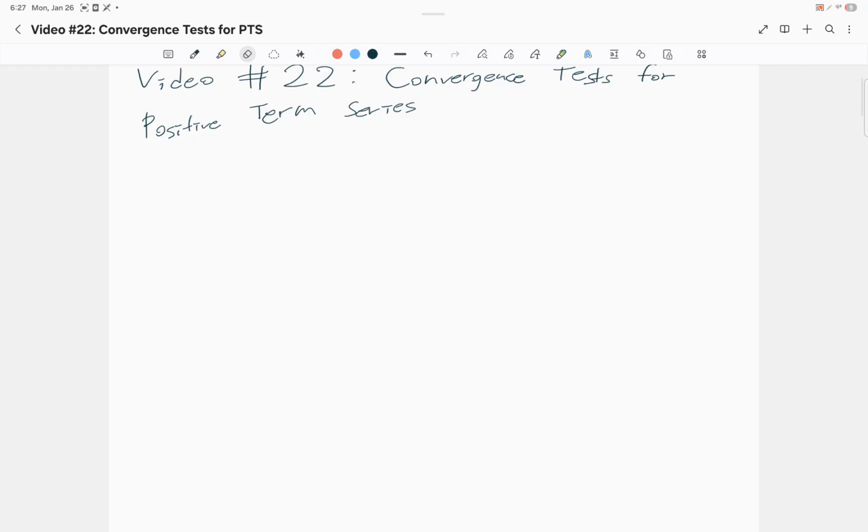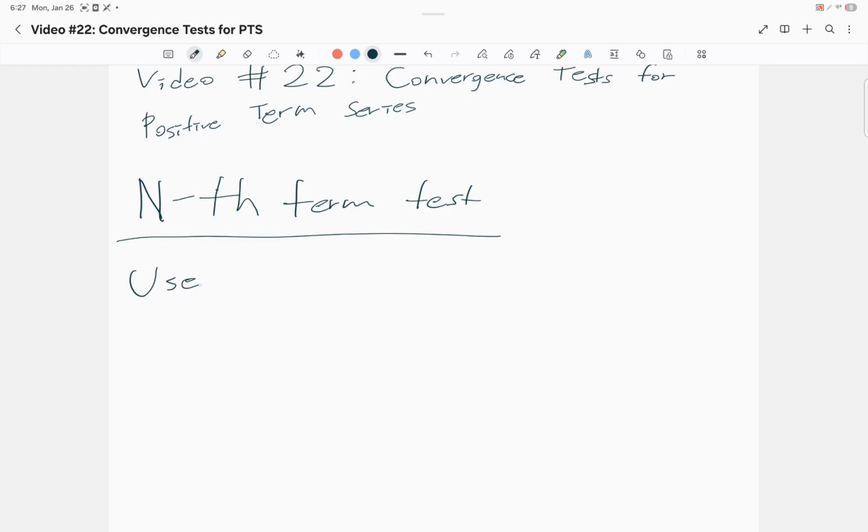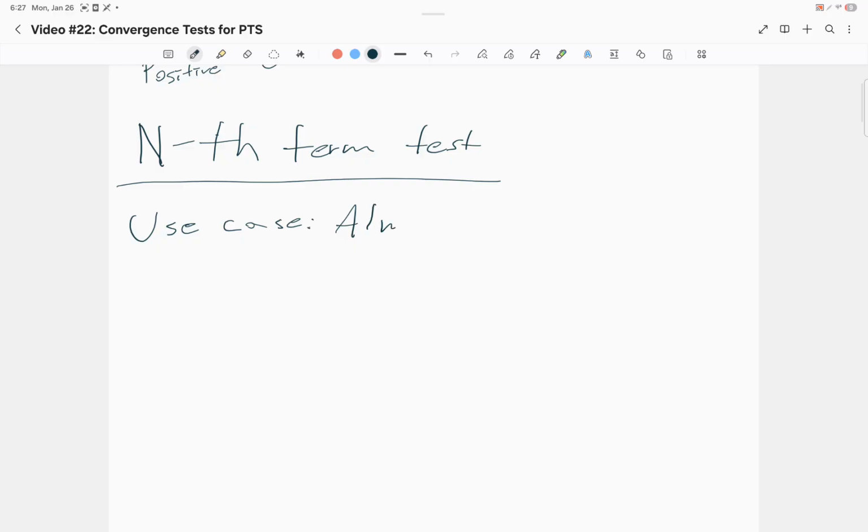The first test we'll be going over today is called the nth term test. As we go over these tests, I'm going to give a use case first. When we use this test, we're going to use it always. This is a great one to start off with because it weeds out a lot of different series without having to go through so much work, because this test is relatively simple.